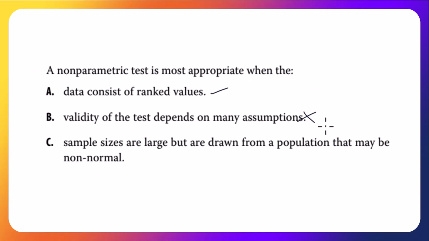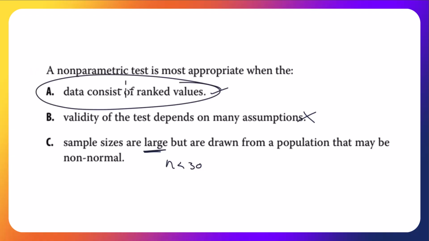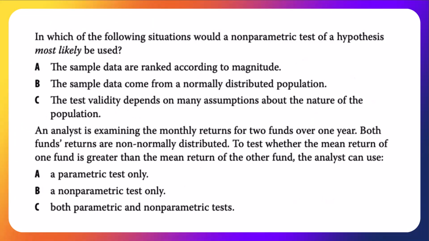Sample sizes are large but are drawn from a population that may be non-normal. No, population sizes are small, n less than 30, and is drawn from a population that is non-normal. We must go with A. In which of the following situations would a non-parametric test of a hypothesis most likely be used? The sample data are ranked according to magnitude. Yes, if we have ranks, definitely. The sample data come from normally distributed population. Well, then we could rely more on parametric testing, so we can get rid of that. We're looking for where we would use non-parametric.